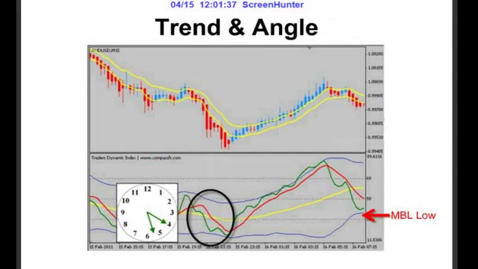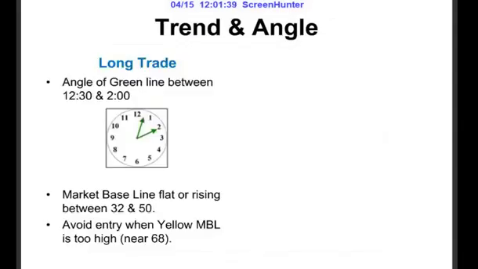So let me give you a summation of trend and angle here. We have the angle of the green line between 12:30 and 2. The market baseline is flat or rising between 32 and 50. Okay? That's the yellow line. And avoid entry, or be cautious of entering, when that market baseline is too high, especially if it's near 68. Okay?